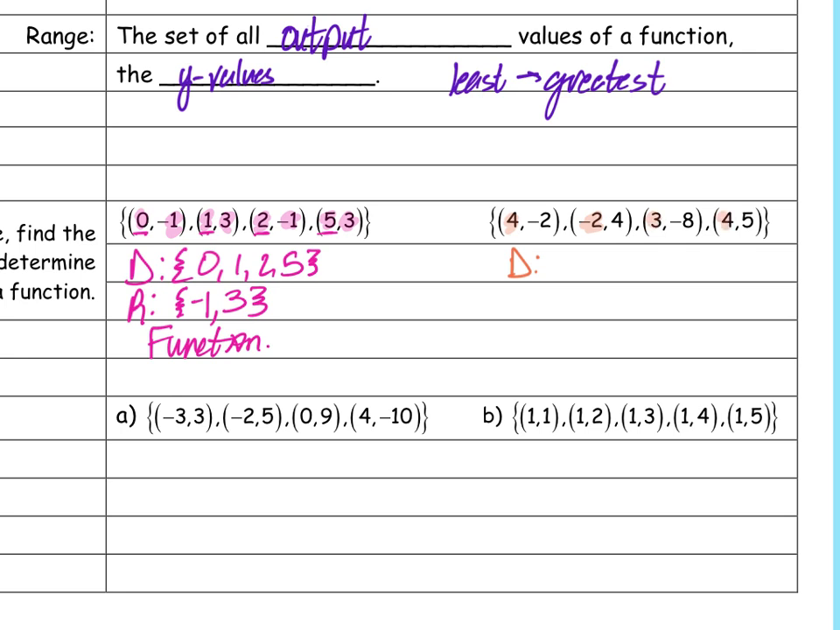In order from least to greatest should be -2, -2, 3, and 4. And then my range is what's left, and I've got -8, -2, 4, and 5. And if I look, I've got 2 4s. Each of them have a different y. So this is not a function.